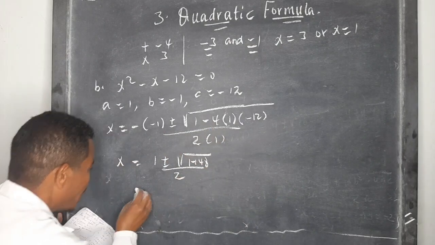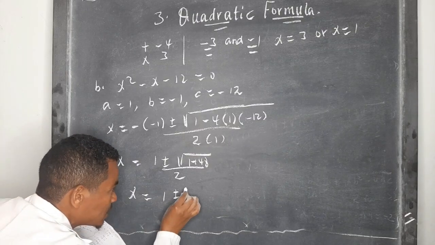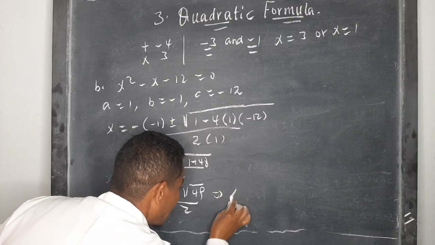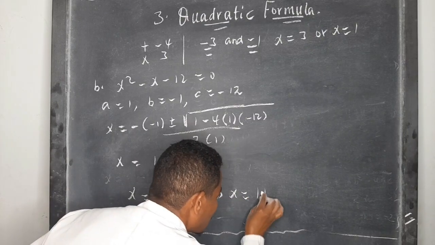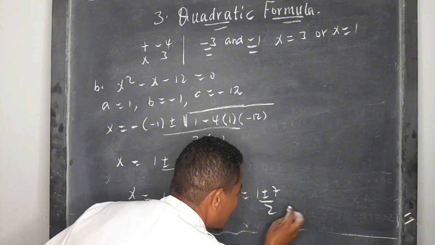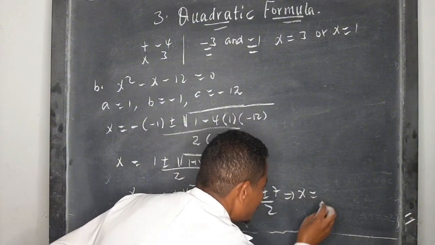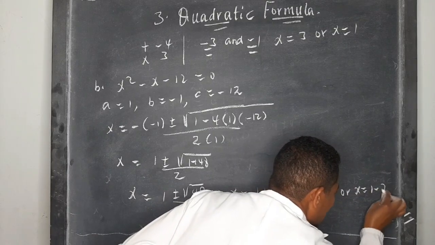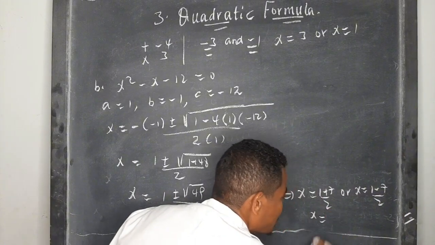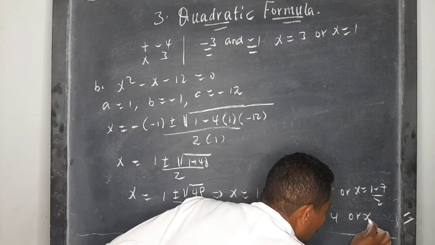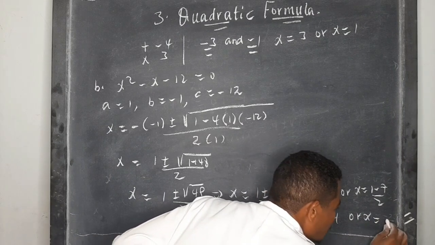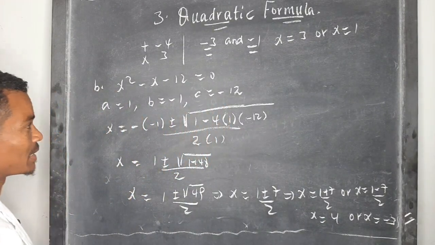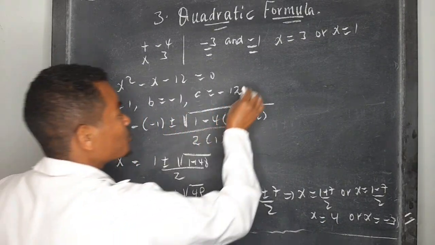Over 2. x is equal to 1 plus or minus square root of 49 over 2. This implies x is equal to 1 plus or minus 7 over 2. This implies x is equal to 1 plus 7 over 2, or x is equal to 1 minus 7 over 2. 1 plus 7 is 8 over 2 is 4, or 1 minus 7 is minus 6 over 2 is minus 3. The true solution is 4 comma minus 3.